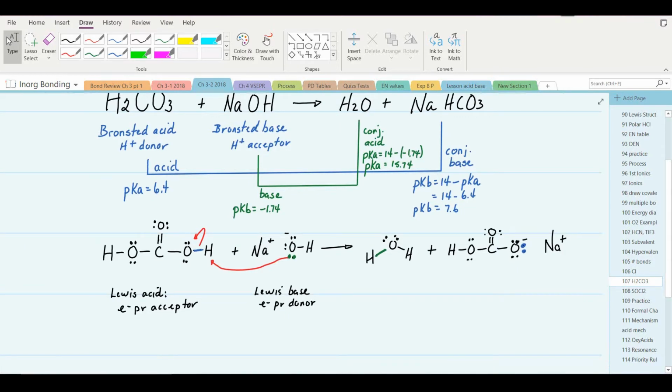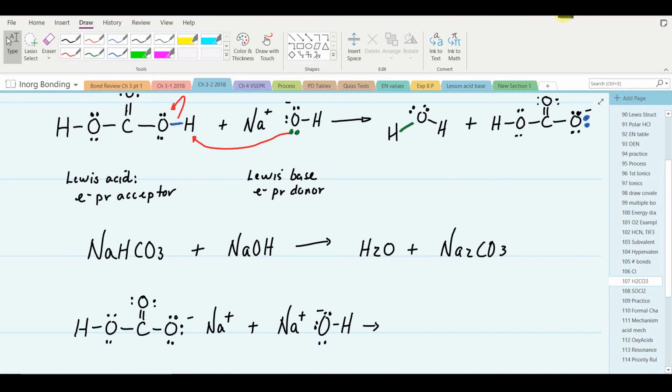Carbonic acid is diprotic. That is, it has 2 hydrogens that can be removed. So if we added a second mole of sodium hydroxide, we could remove this second hydrogen from bicarbonate. All right, so here's the reaction for the sodium bicarbonate reacting with a second mole of sodium hydroxide, losing another hydrogen ion, forming another molecule of water, and forming sodium carbonate.